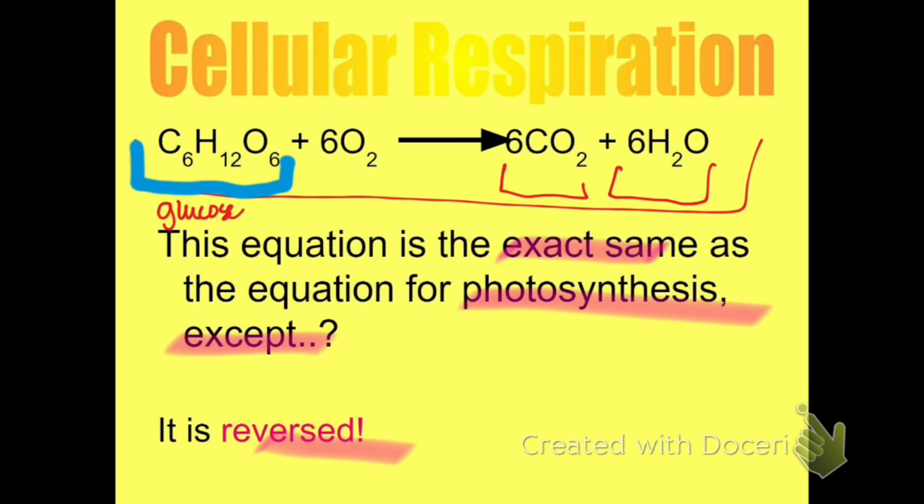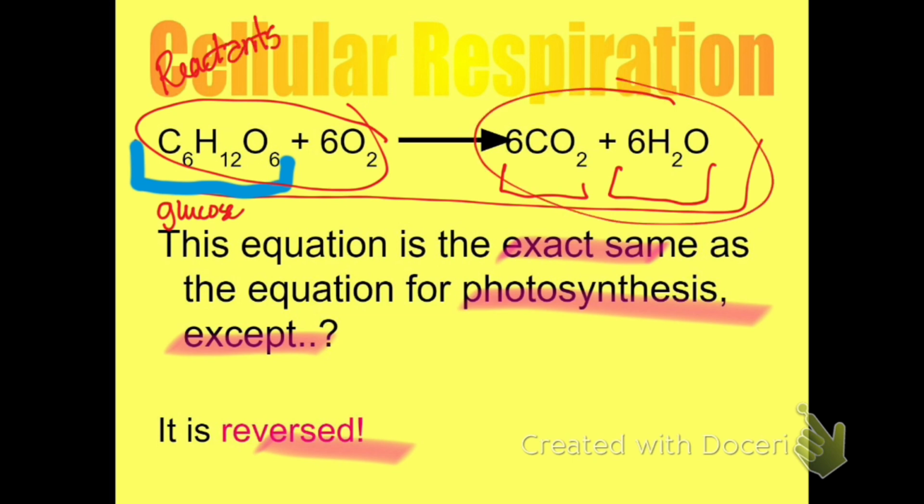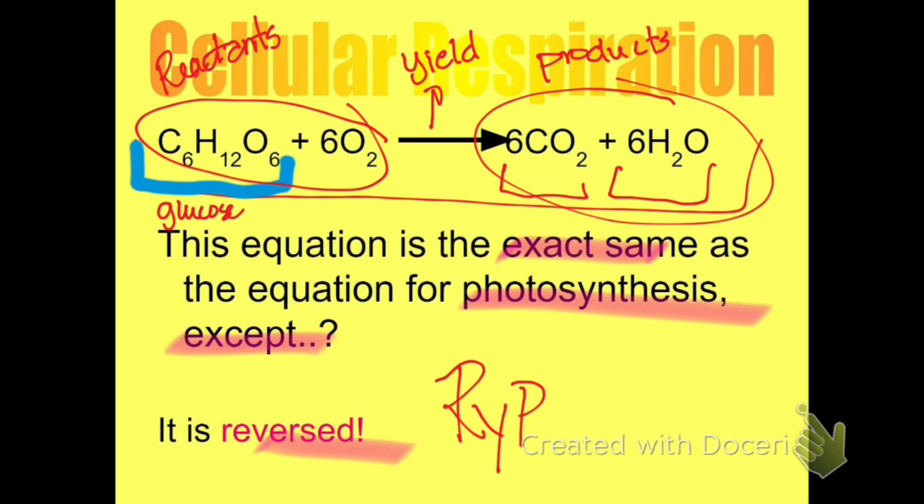So just a quick review, guys. This should be from 8th grade. Everything on this side, what do we call them? Yep. And everything here are the products. What's the arrow's name? Yield. Yep, that's my yield. So I don't like to remember words. Remember, I'm the queen of lazy. So I remember RYP. Reactant yield product.